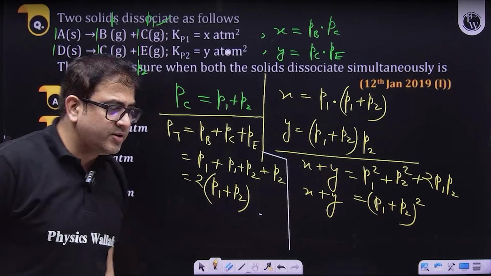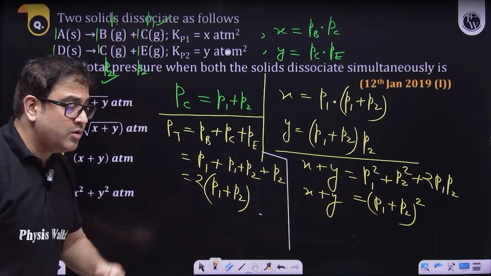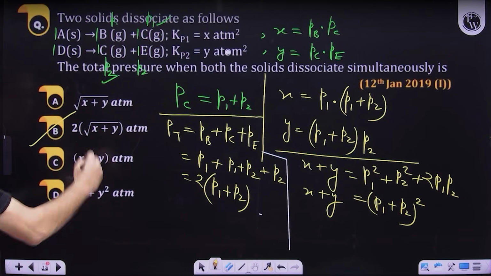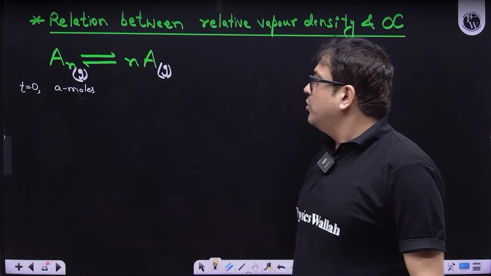So what is P1 plus P2? Under root of X plus Y. What is total pressure? Twice of under root of X plus Y. A JEE question. Moving ahead. That's why I told you simultaneous equilibrium.